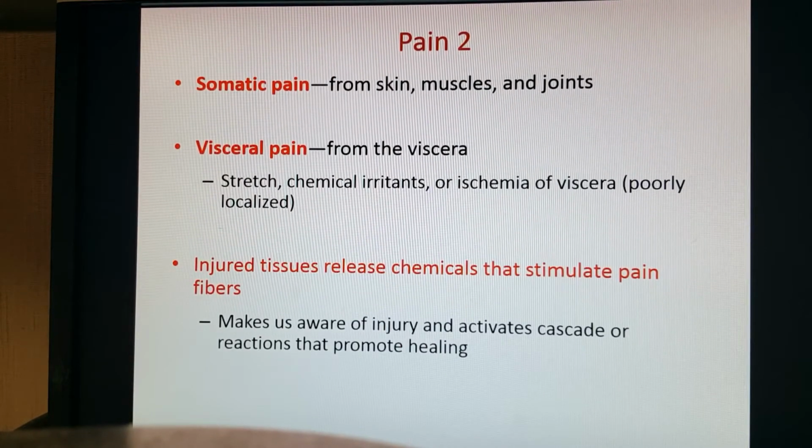There are two locations where you'll receive pain signals. The ones that we pay attention to are somatic pain, from our skin, muscles, and joints. The other type is visceral pain, located in your viscera, your internal organs. These receptors respond to stretch, chemical irritants, or ischemia of the viscera. This type of pain is poorly localized because for the most part we don't pay attention to the sensations that come from our organs. We're not paying attention to how our food is digesting in our stomach. That's something we don't need to pay attention to.